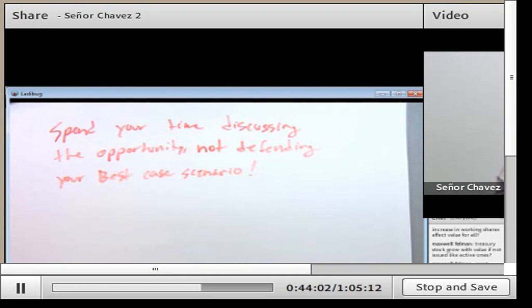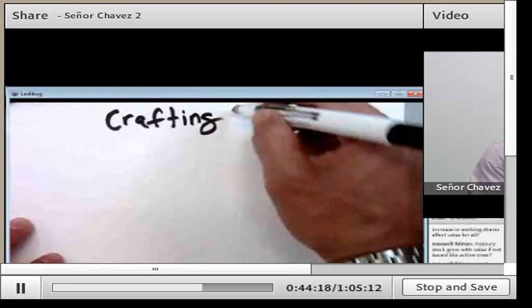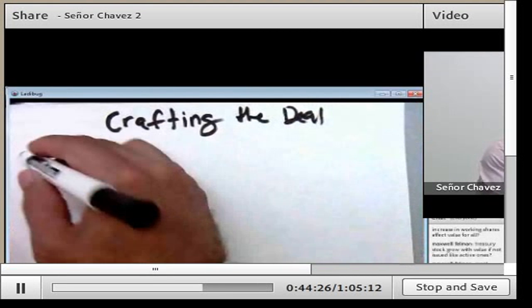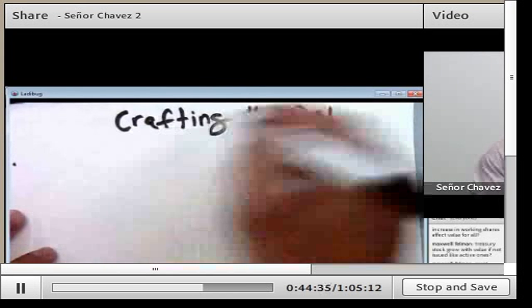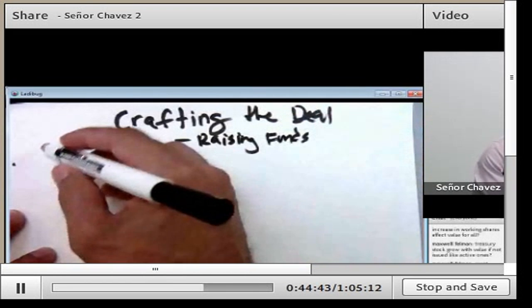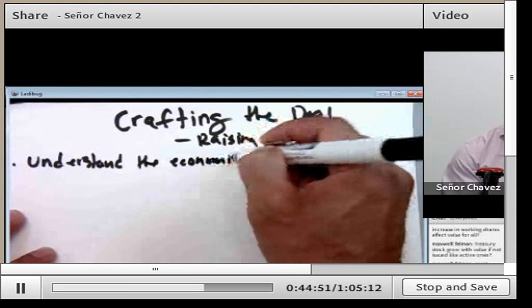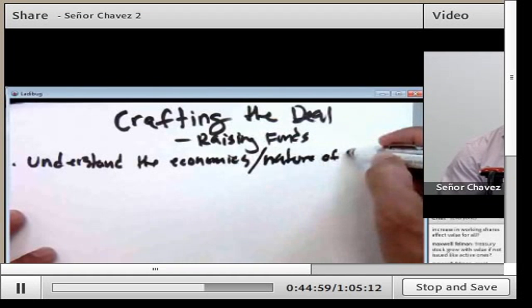Now, let's go back to crafting this deal. You're a startup business and you're looking to raise some funds. We need to have a couple of tenets under our belt. Number one, in order for you to craft a deal, and this means raising funds, number one, you need to understand the economics and the nature of your business.